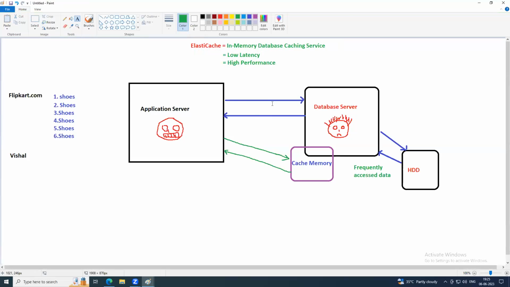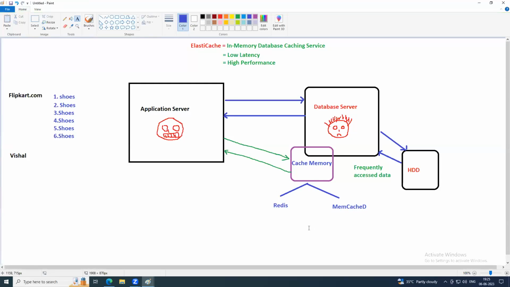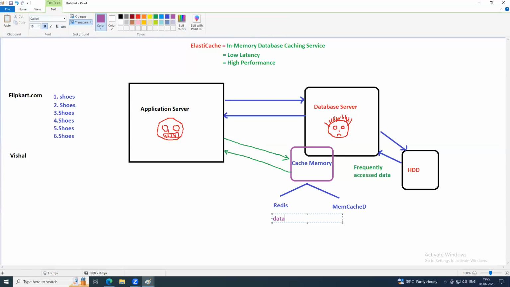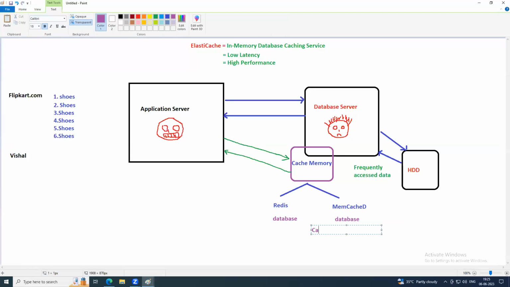RDS supports how many engines? Elastic Cache supports 2 engines. That is called Redis and Memcached. So guys, these both are databases only. But what database is that? Cache databases.